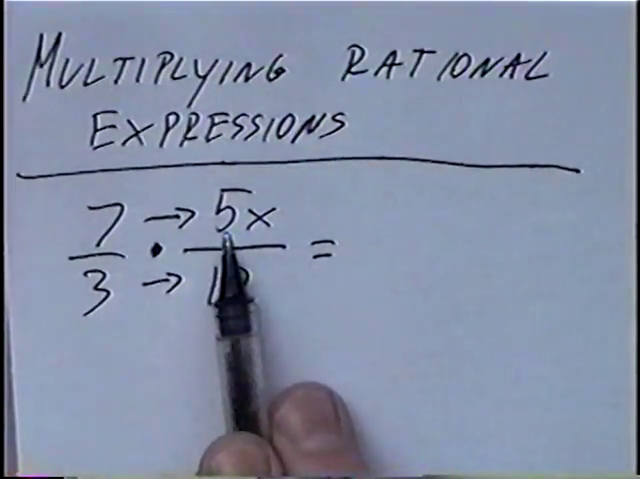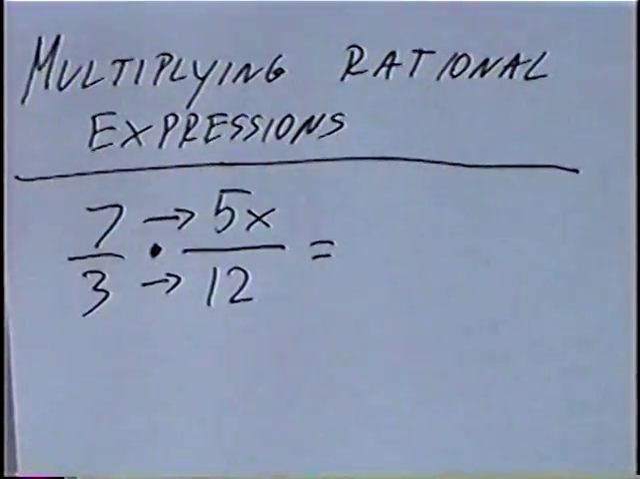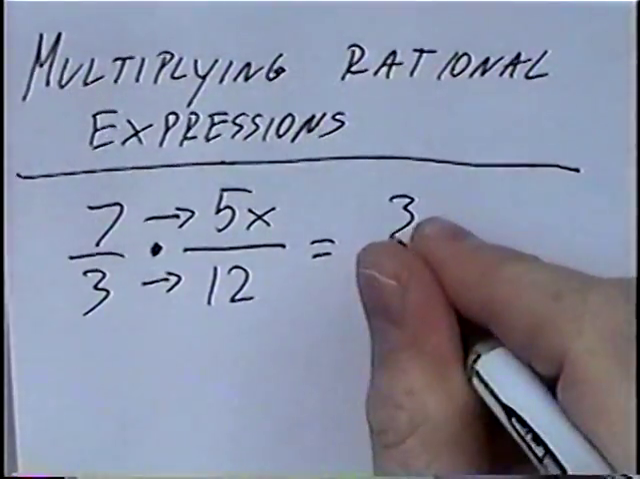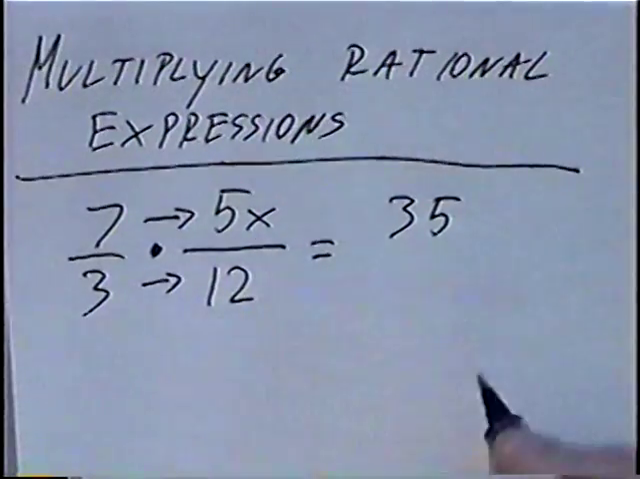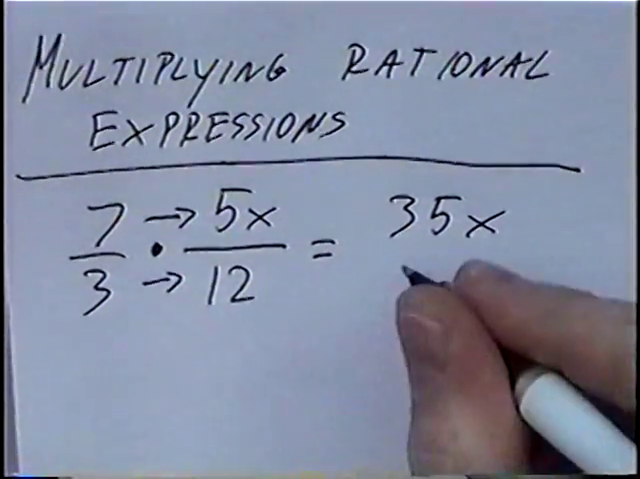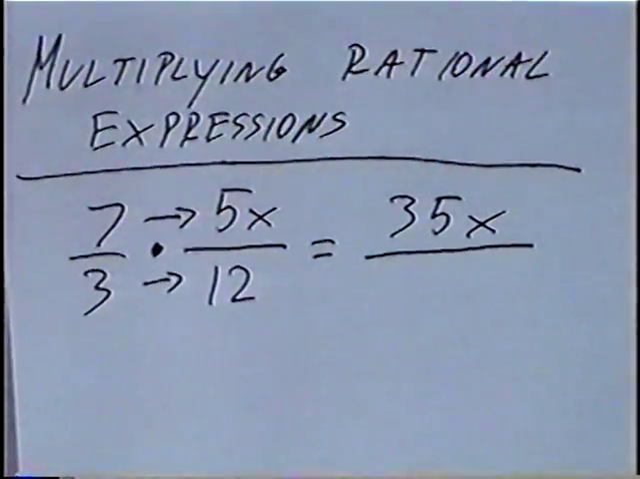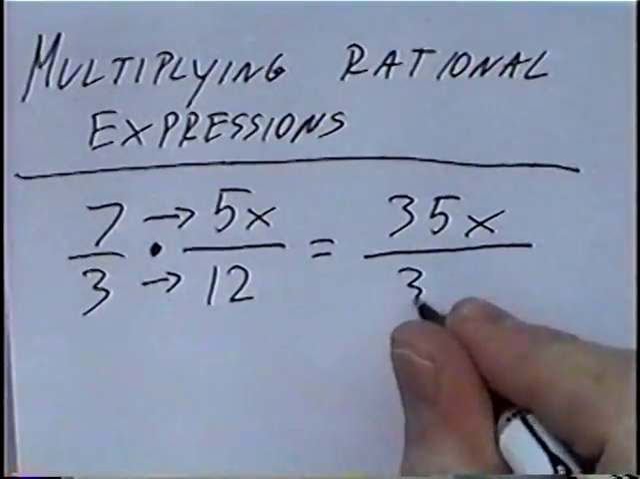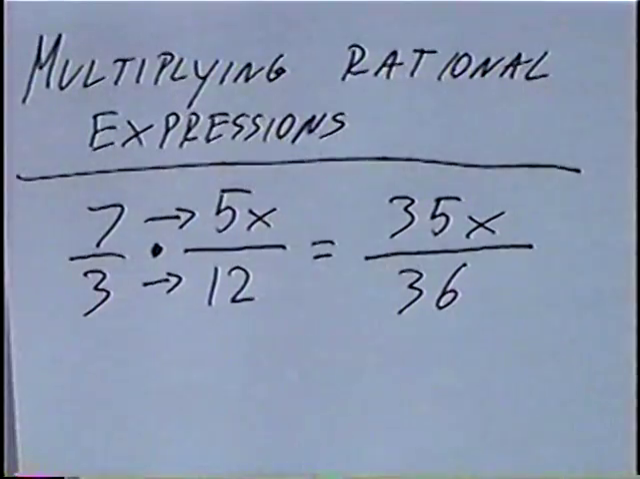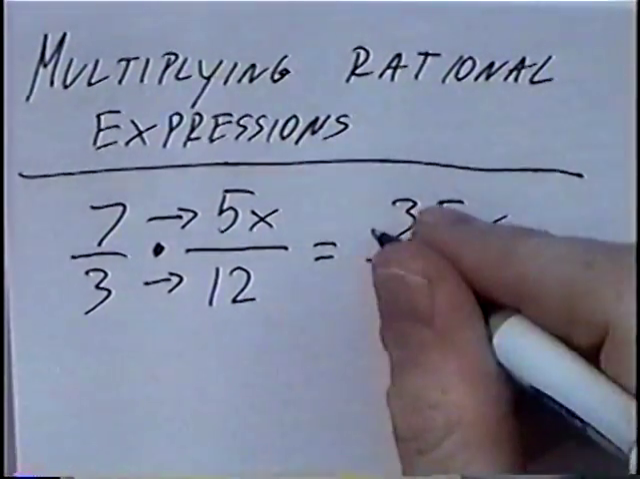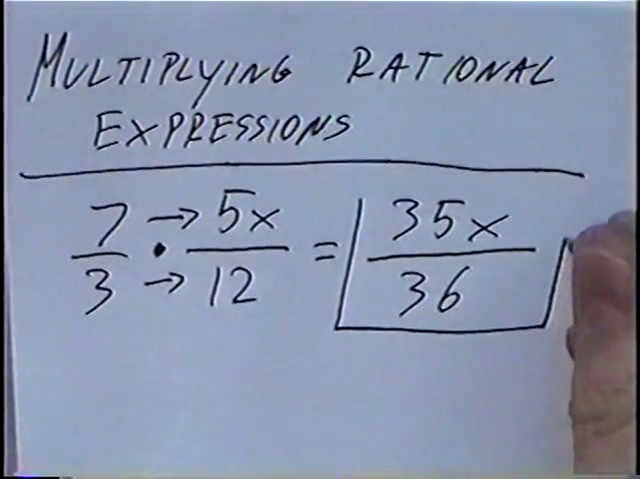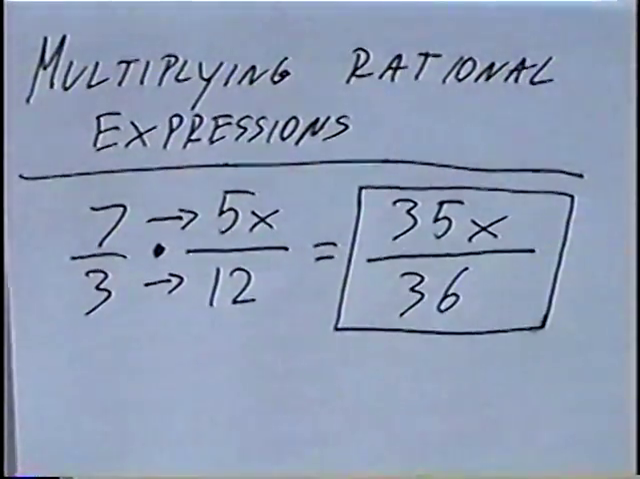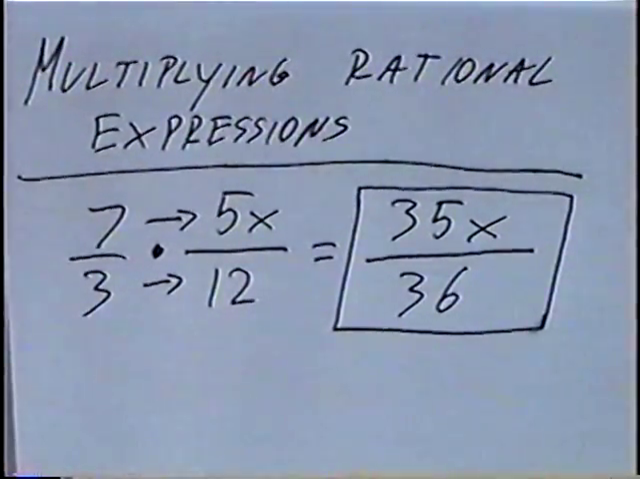The numbers or coefficients we can multiply. 7 times 5 would be 35, and the variable x we can put at the end for 35x. The denominator, 3 times 12, would be 36. Always check to see if you can reduce fractions or cancel any like terms. In this case we cannot, so our final answer is 35x/36.